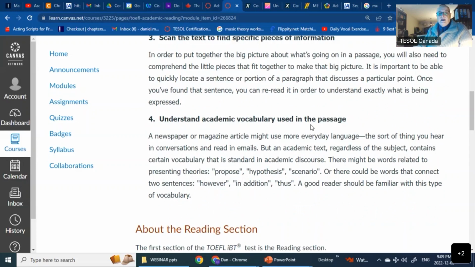Understand the academic vocabulary used in the passage. A newspaper or magazine article might use more everyday language, the sort of thing you hear in conversations and read in emails. But an academic text, regardless of the subject, contains certain vocabulary that is standard in academic discourse. There might be words related to presenting theories, such as propose, hypothesis, scenario, or there could be words that connect two sentences, such as however, in addition, thus. A good reader should be familiar with this type of vocabulary.